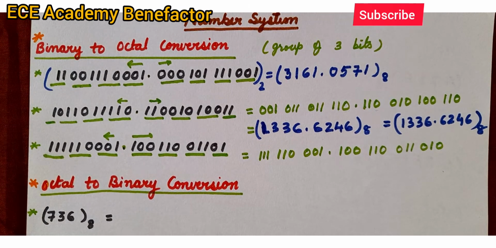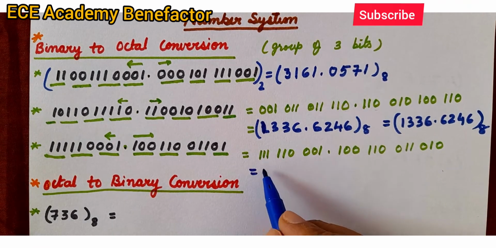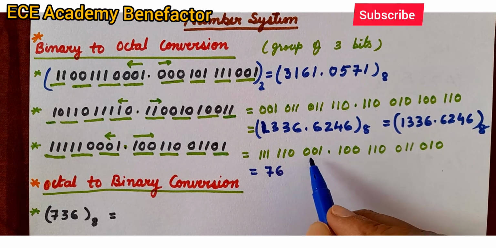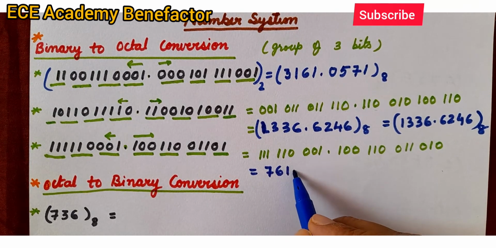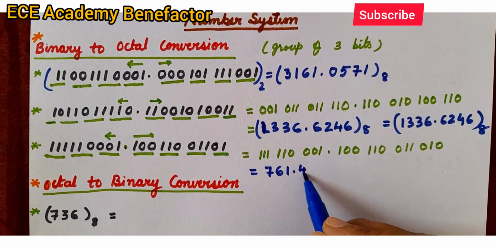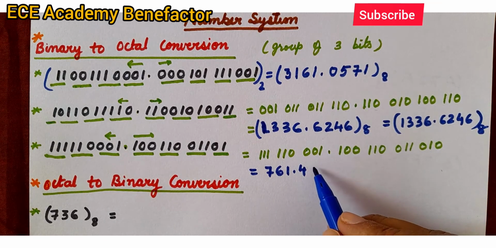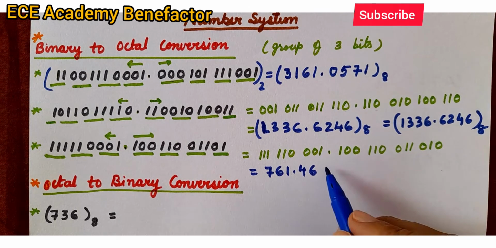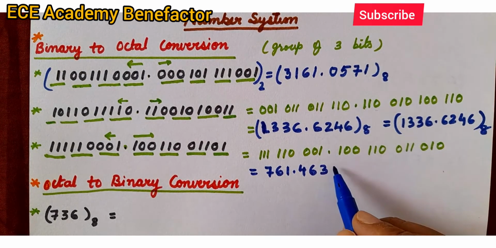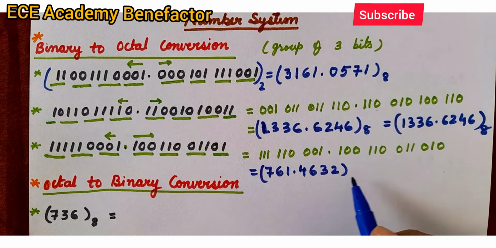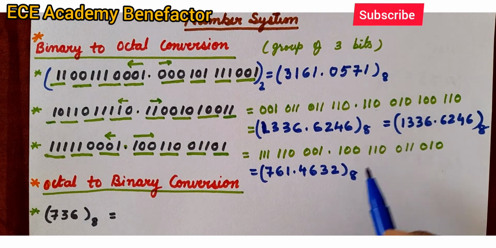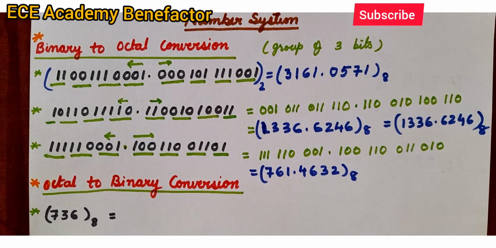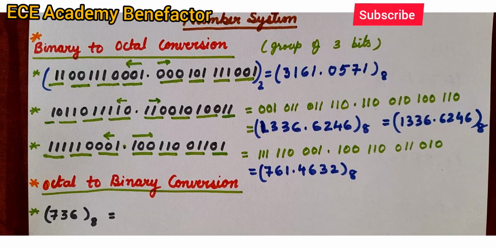Okay. So for 111, what is the octal number? 7. 110 is 6. 001 is 1. Dot. 100 is 4. 110 is 6. 011 is 3. 010 is 2. So this is the octal number, 761.4632. In this way we have to convert binary to octal.